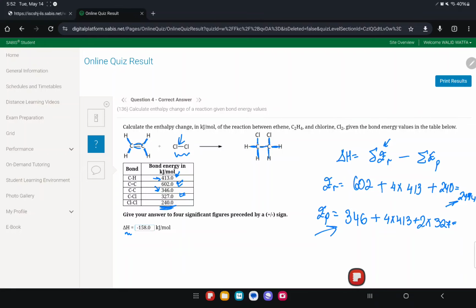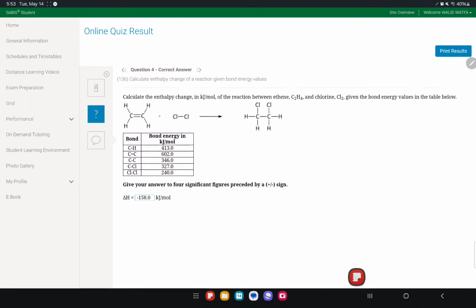So just add these up: 346 plus 4 times 413 plus 2 times 327. I'm just doing it on my calculator. I get 2652. And if you subtract 2494 minus 2652, if I'm not wrong, you get minus 158. So delta H is minus 158, and they want 4 SF, so you put the 0.0. That's it. Okay, question 5.